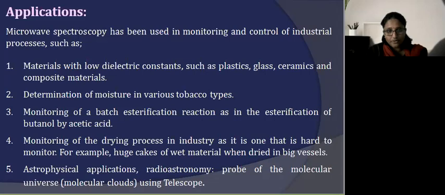It is used for monitoring the drying process in industry, as it is hard to monitor, for example huge cakes of wet material when dried in big vessels. It is also useful for astrophysical applications, radio astronomy, etc., using telescopes.